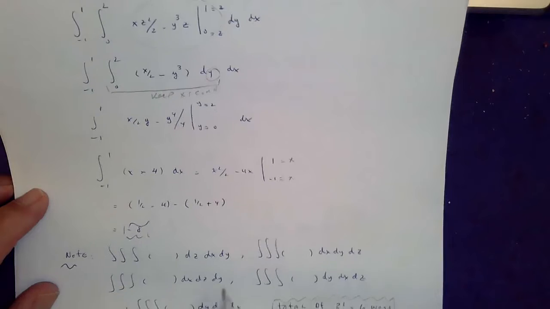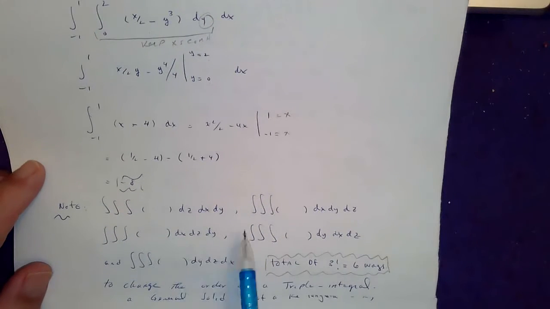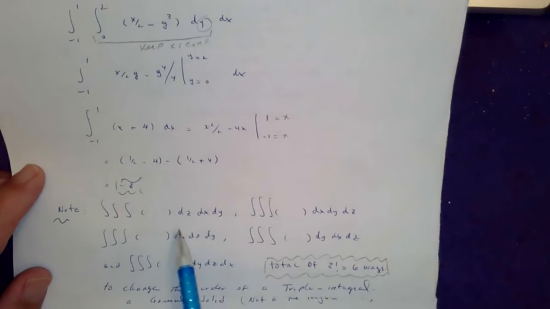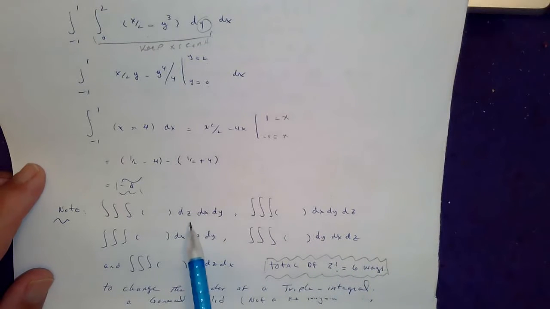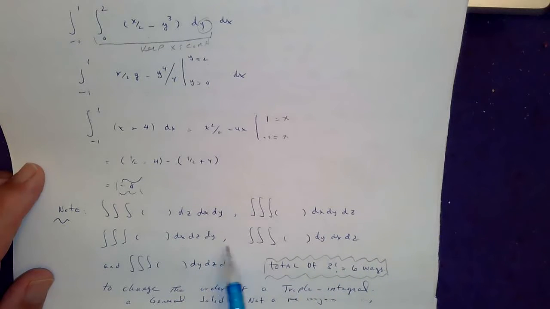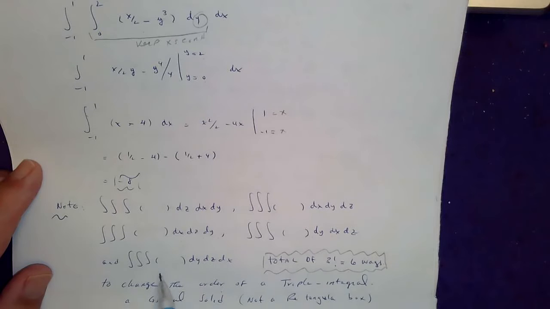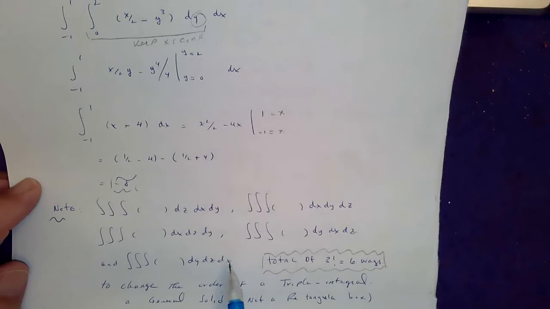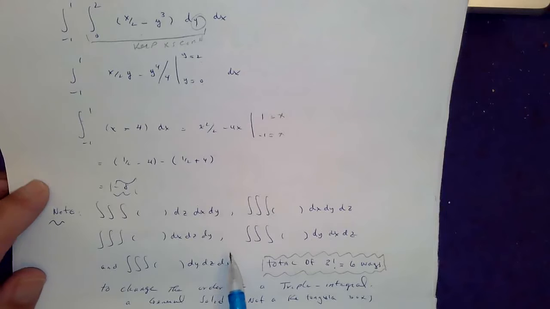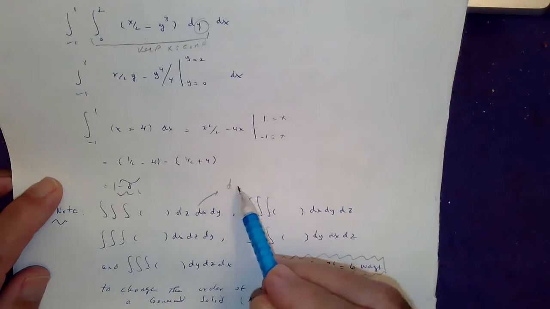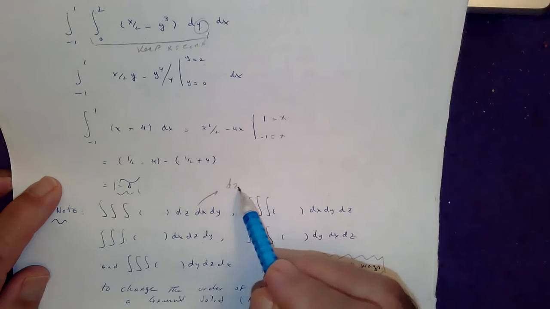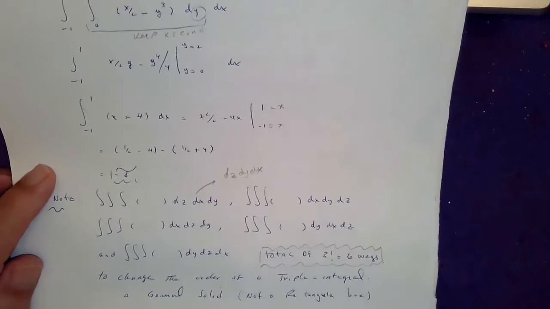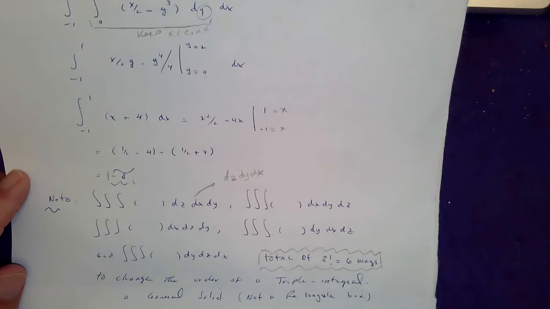Remember I mentioned that when it comes to the triple integral, there are 6 different ways you can change the order of integration. Remember, you can go dz dx dy, dx dy dz, dx dz dy, dy dx dz, and dy dz dx, and right here I could have gone dz dy dx. So that would be 6 different ways of evaluating.